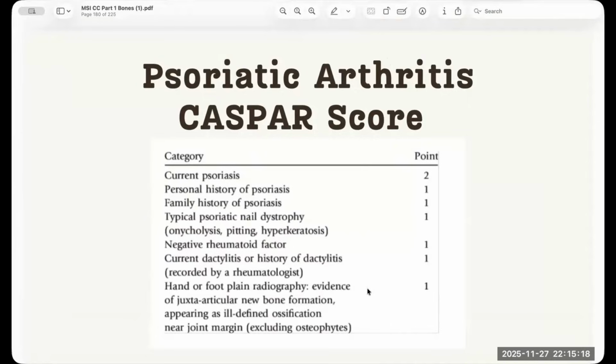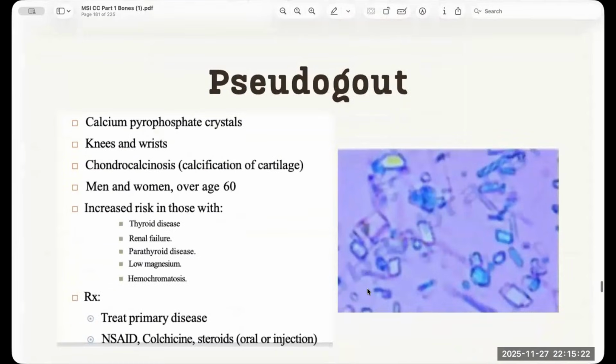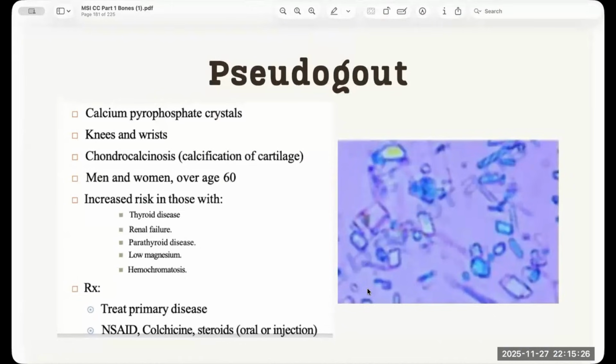Different categories you can see here and different points given for each category. Next one is pseudo-gout. We did mention gout in pathology or biochem actually, but we did not mention pseudo-gout. Pseudo-gout is just like from its name, it's fake because it has different features. First of all, it's not the same monosodium crystals. It's calcium pyrophosphate crystals and shows differently under the microscope.